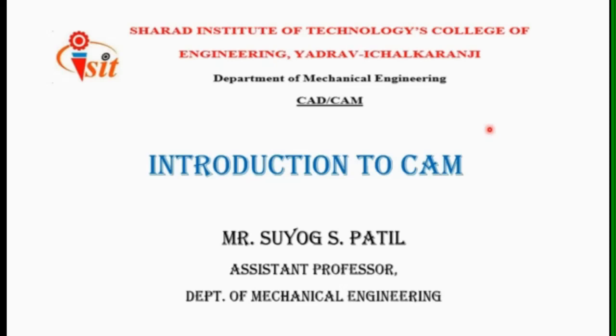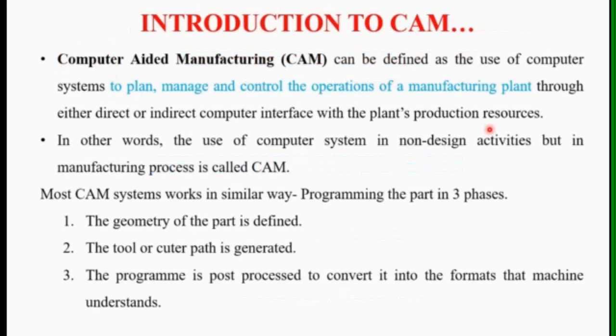Today in this lecture number 6, we are going to discuss the introduction to CAM, that is Computer Aided Manufacturing. As we discussed in the previous lecture, manufacturing revolutions in the manufacturing industries. Basically, computer-aided manufacturing can be defined as the use of computer systems to plan, to manage, to control the operations of a manufacturing plant through either direct or indirect computer interface with the plant production resources.